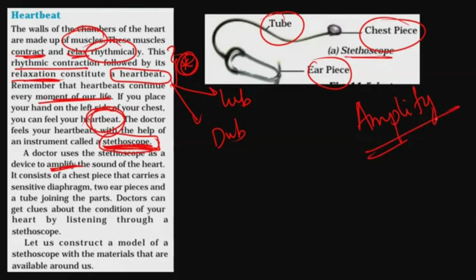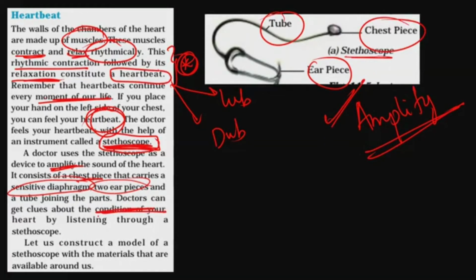It amplifies the sound. This can be asked for MCQs, and they may give you multiple options in which one will be amplified. So you have to know that it amplifies the sound of the heart. Now, it consists of a chest piece with a sensitive diaphragm, two earpieces, and a tube. You must be seeing when you go to the hospital, doctors have this, and they tell you to take a deep breath, they check your heartbeat. Now, they can get clues about your condition through this stethoscope.